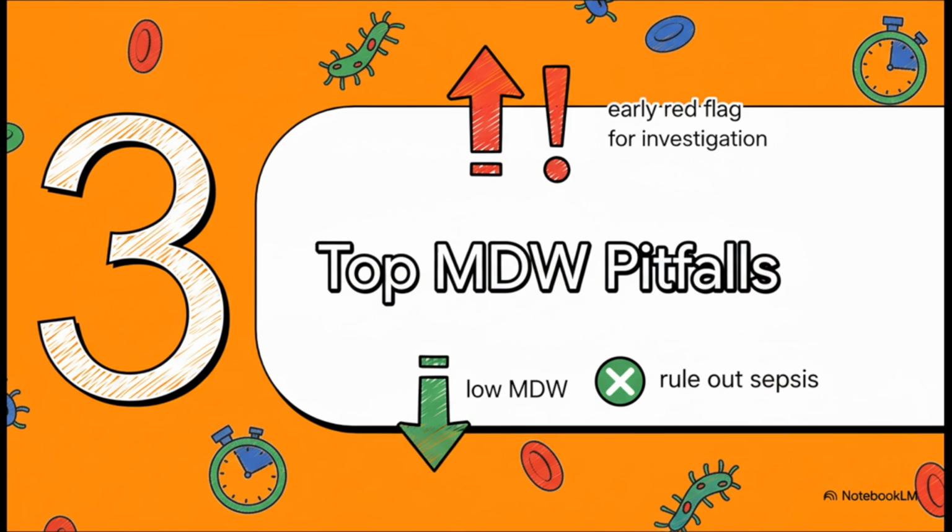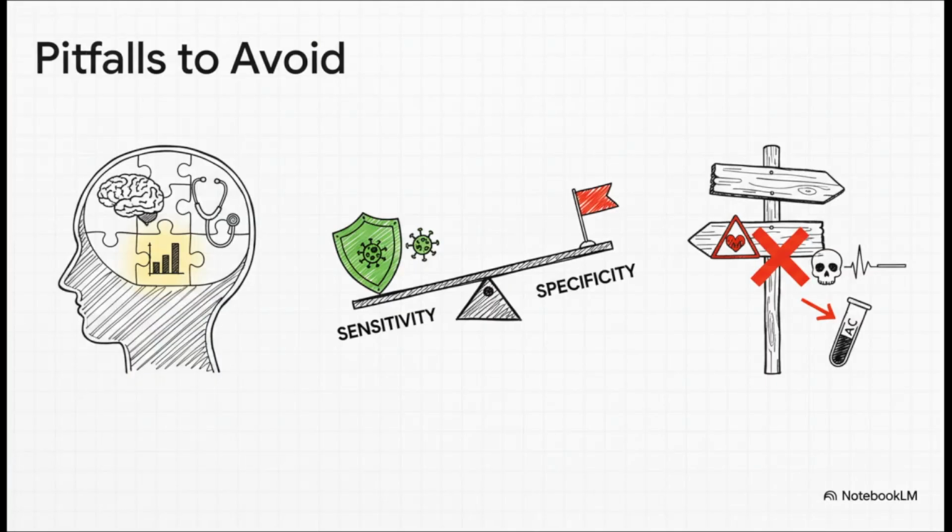It's absolutely crucial that you understand its limitations to use it safely and effectively. Here are the top 3 pitfalls to avoid. First, and this is huge, remember that MDW is a screen, not a diagnosis. It is one piece of the puzzle. It does not replace your clinical brain. Second, its strength is sensitivity, not specificity. That means it is way better at ruling sepsis out than it is at ruling it in. A high MDW is a call for more investigation, not a confirmed diagnosis.